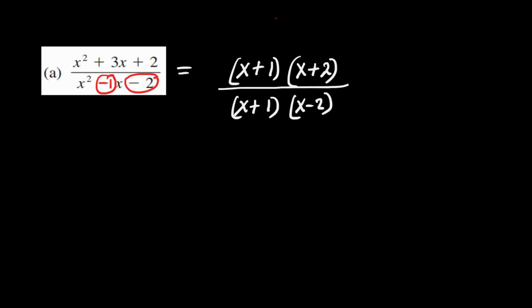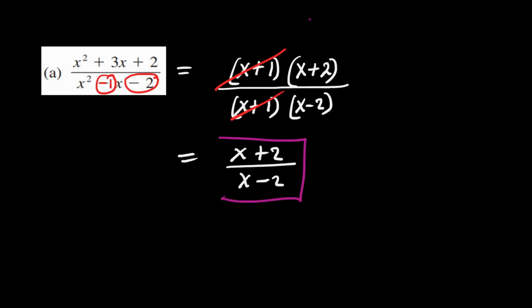So at this point, we can now cancel this from here since we have it at the numerator and the denominator. So this will become x plus 2 over x minus 2. So this is the final answer to this question, and I hope it makes some sense. All right, let's move on to the next one.